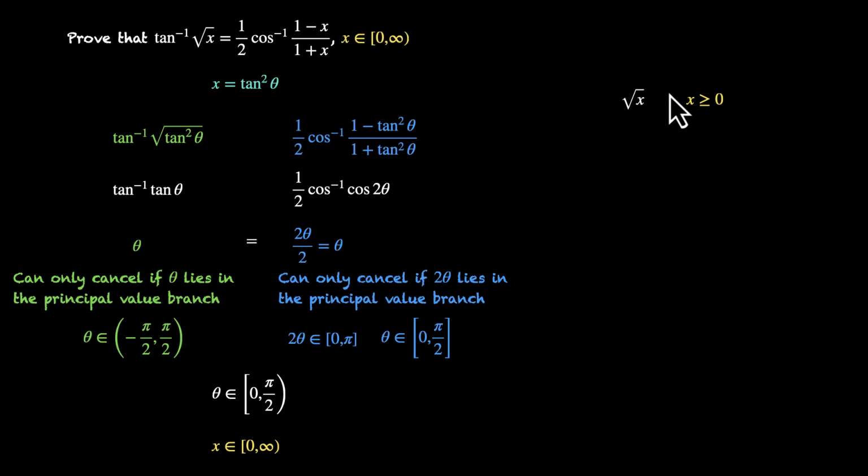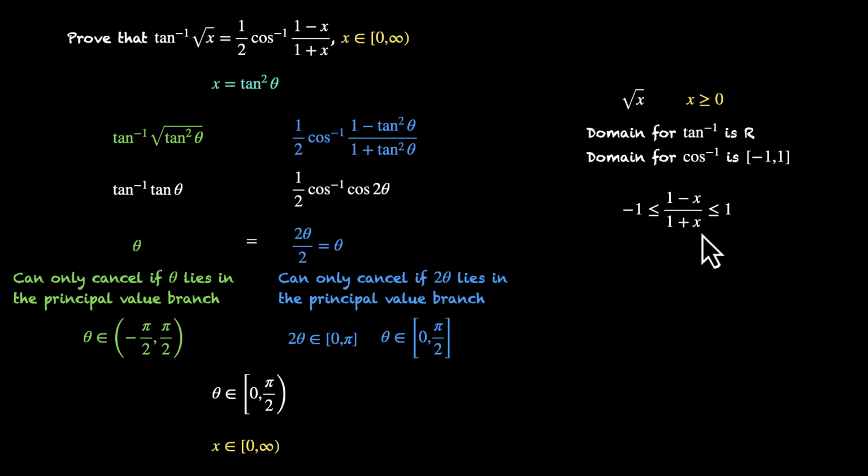That's another constraint. Also, tan inverse and cos inverse have their own domains, their own valid values that you can input. Tan inverse has a domain R. So you can input all real values, which doesn't give us anything, but it's good to write this down. Cos inverse has the domain minus 1 to 1. You can only input values that are in this range, minus 1 to 1. So that's another constraint. (1 minus x) by (1 plus x) that we're inputting here has to be within this range, minus 1 to 1.